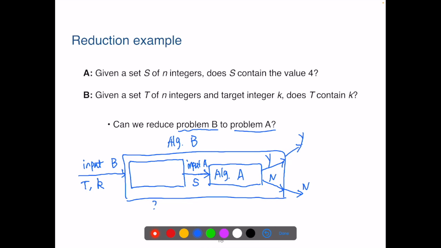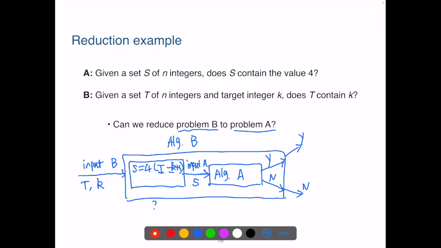One example would be we can let all the numbers in S be 4 times (T minus K plus 1), for all the numbers in T. So if we give the set S to A, algorithm A will tell us whether or not we have a number that is 4. If a number is 4 in S, it means that we have a number in T with a value K. That's the only case when (T minus K plus 1) times 4 equals 4.